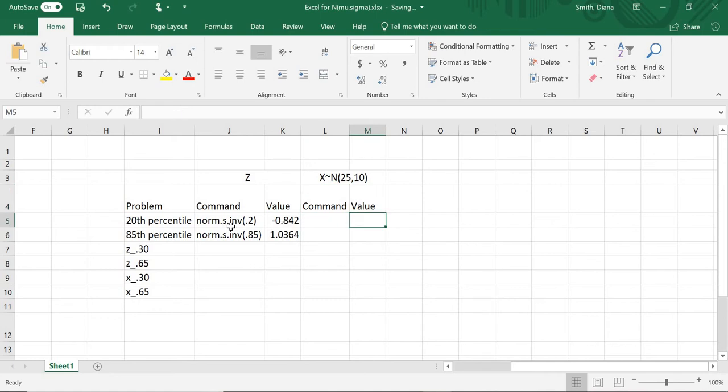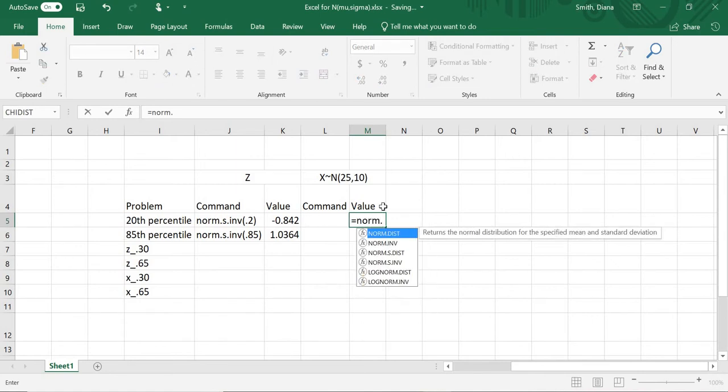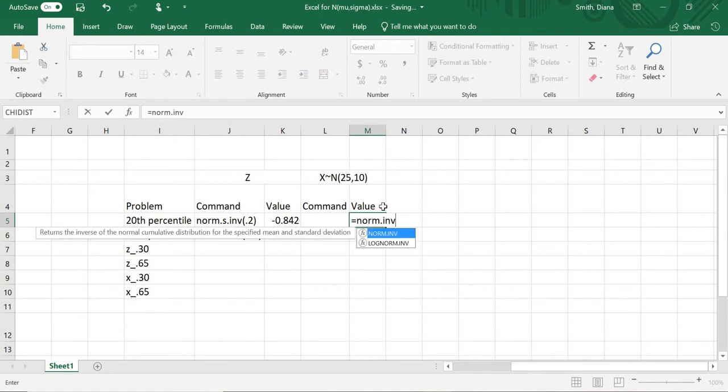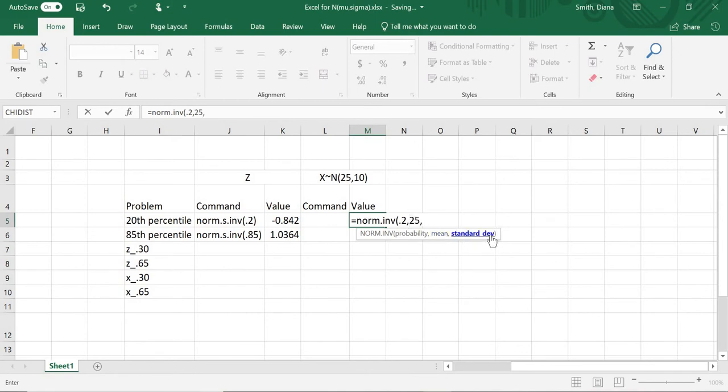So instead of norm.s.inv, we're going to do norm.inv. Again, there's no .s because it's not standard. And then parentheses, our probability, still 0.2, but now we need to tell it what our mean and our standard deviation is. So again, probability, then mean, or 25, and then standard deviation, or 10.